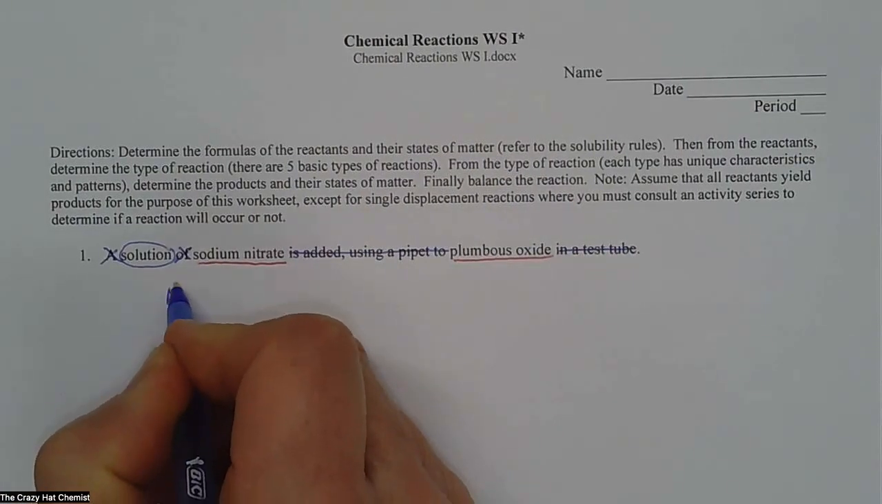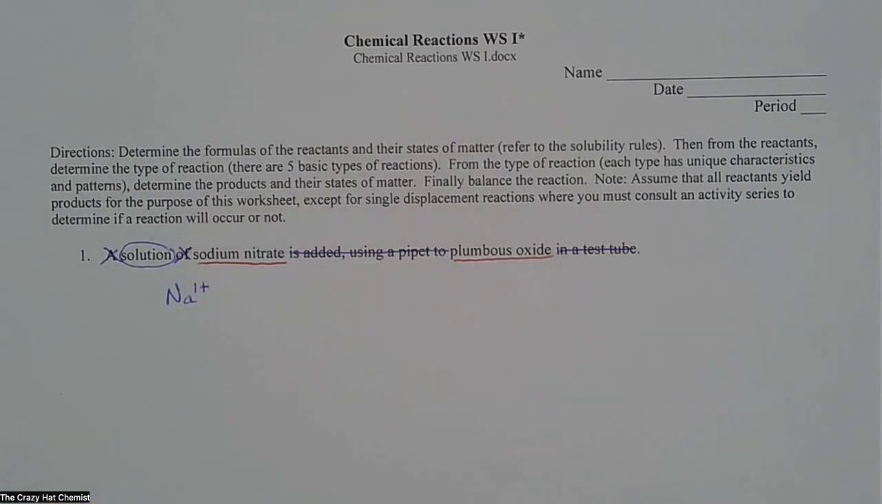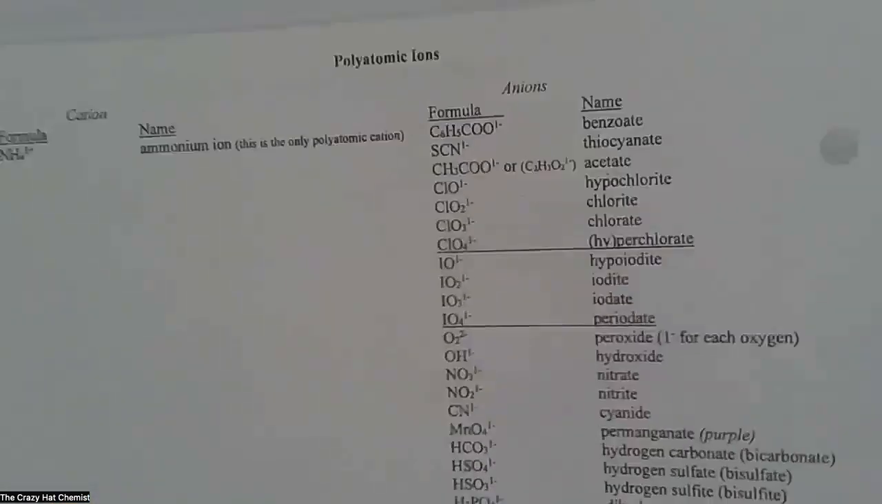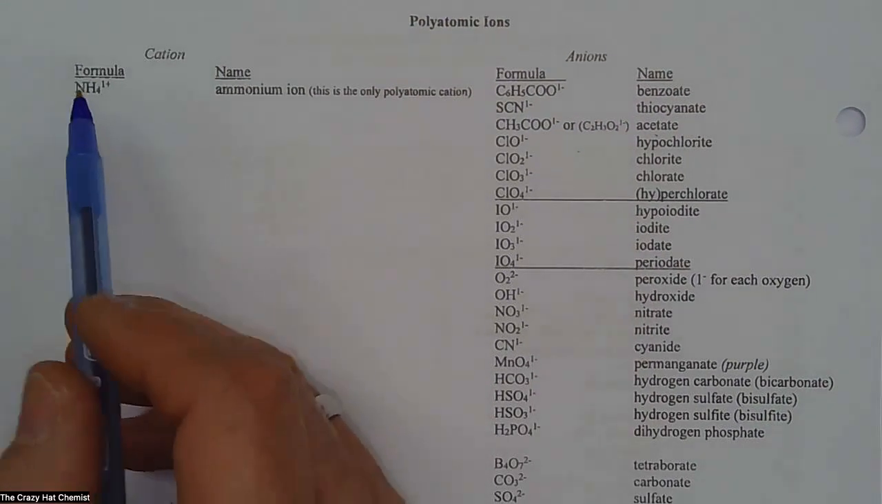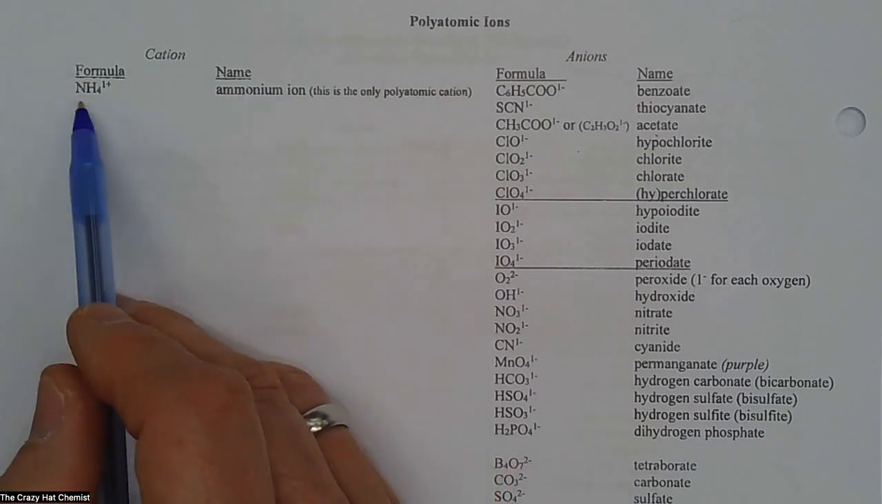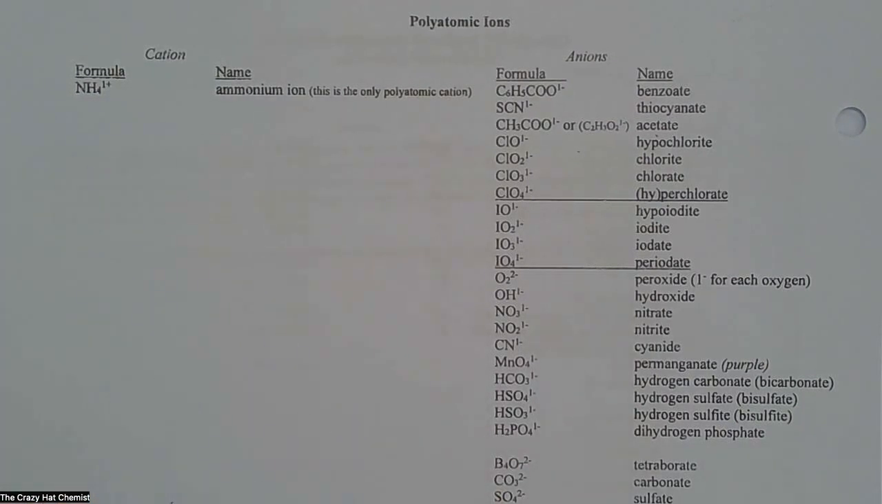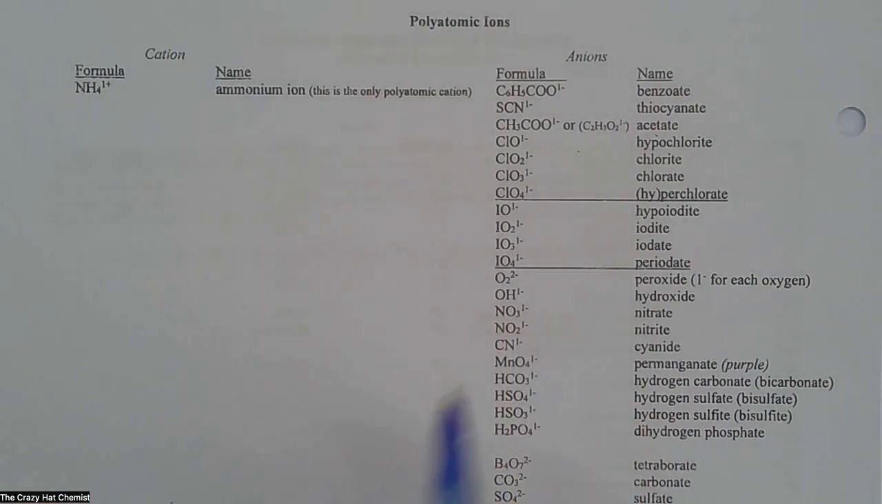So that is going to be Na1+. And then you have to know your polyatomic ions in order to get this next one here. The ammonium ion is the only polyatomic cation. Notice I have on this left-hand side all the cations. There's only one of them. The rest of them are slammed on the right-hand side, and these are the polyatomic anions.